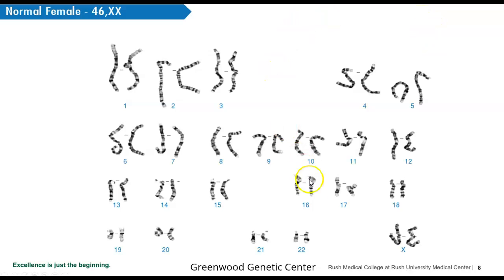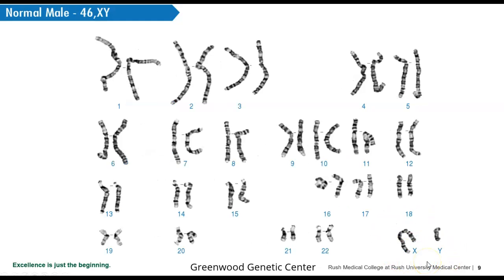Now, again, we have 46 chromosomes, 2 of each pair. Girls have 2 X's, boys have an X and a Y. And so here you might notice this Y is a lot smaller than the X, and we're going to talk about this a little bit later when we talk about the sex chromosomes.